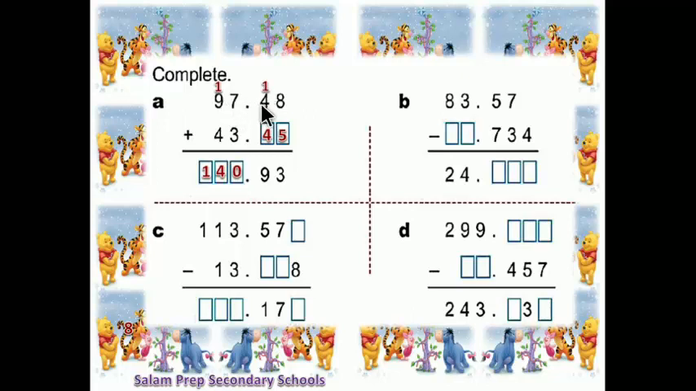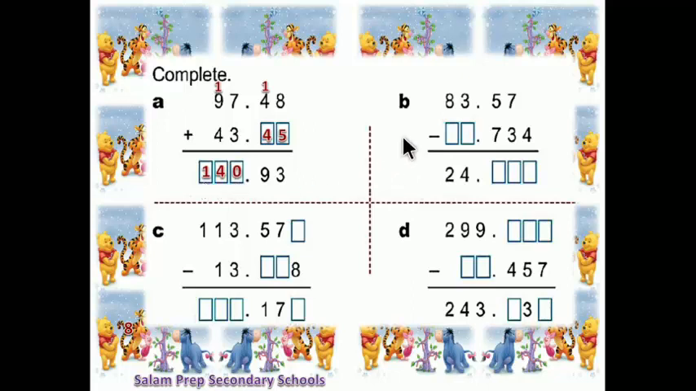Now 1 plus 4 equal 5. 5 plus what? Equal 9. Excellent. Plus 4. 5 plus 4 equal 9. Put decimal point. 7 plus 3 equal 10. Write 0 and carry up 1. 1 plus 9 equal 10. Plus 4 equal 14. Write 4 and carry up 1. There is no digit here, so we will write 1.